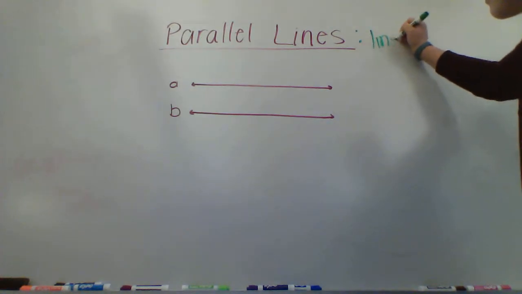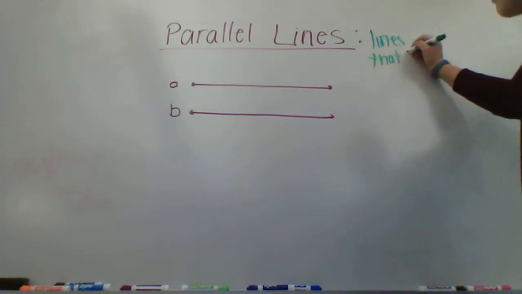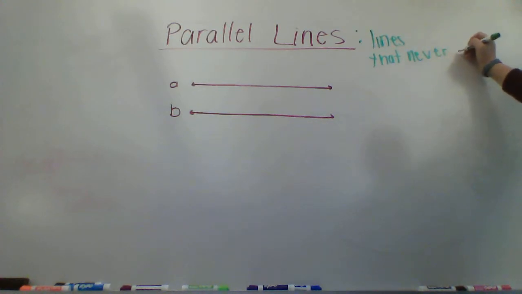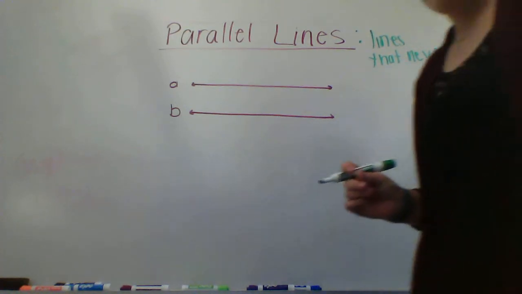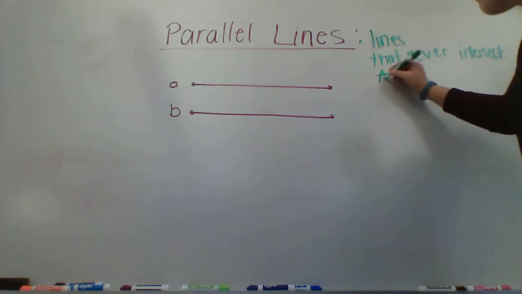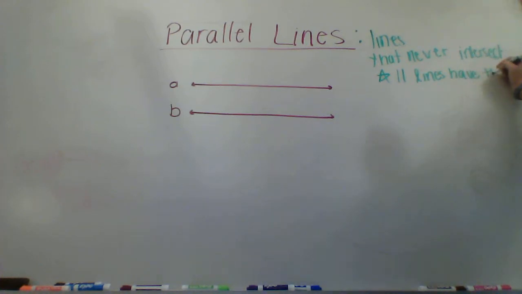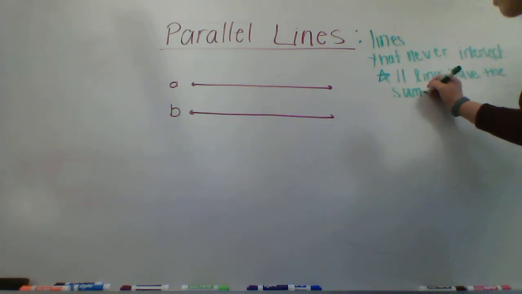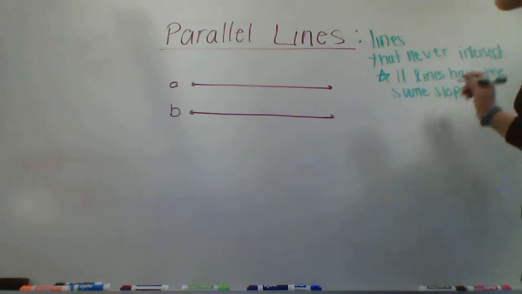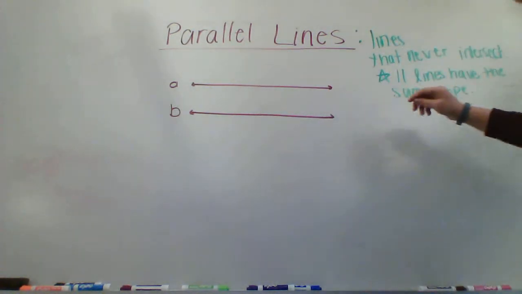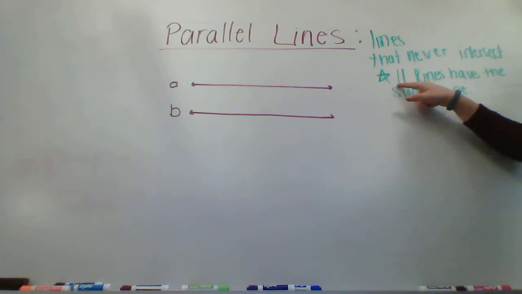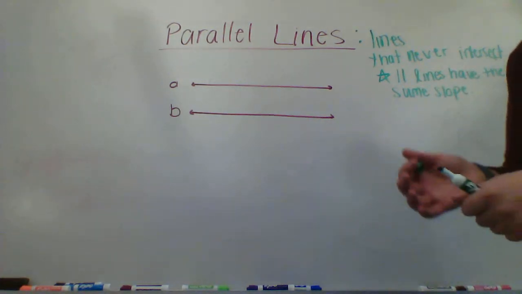So parallel lines, to refresh, are lines that never intersect. And parallel lines also have the same slope. So just like the two L's in parallel, when people use symbols to abbreviate parallel, they use just two bars next to each other because it signifies they never touch.